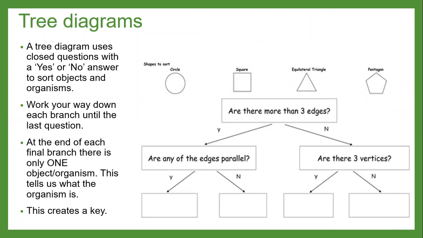So we can take the circle. We've got circle, square, equilateral triangle, and pentagon. So are there more than 3 edges in a circle? The answer would be no. Are there 3 vertices? No. So you would expect the circle to go in the bottom right-hand corner.